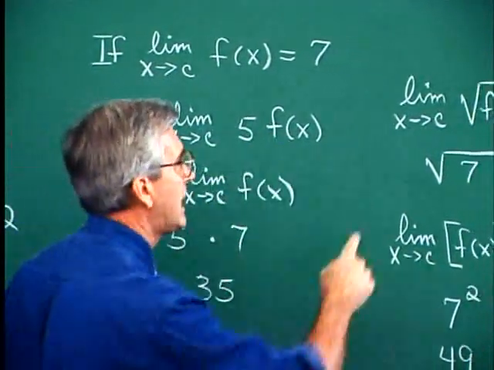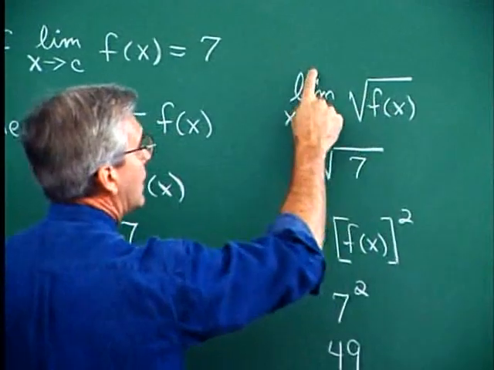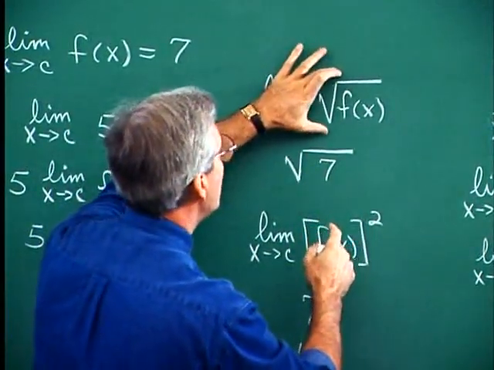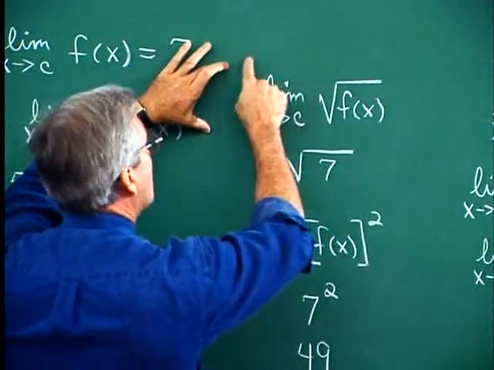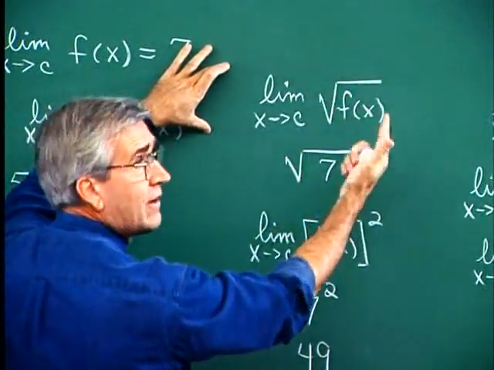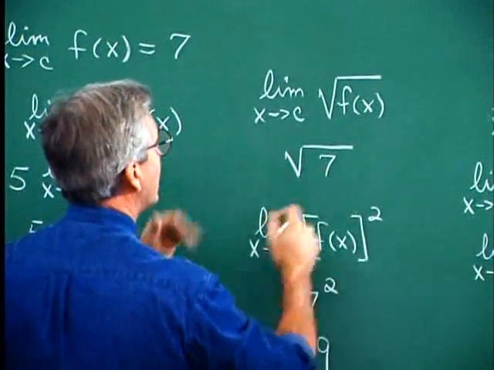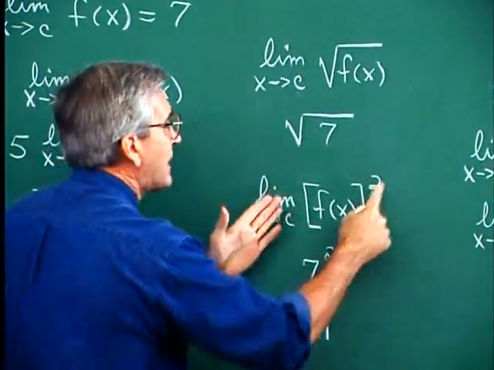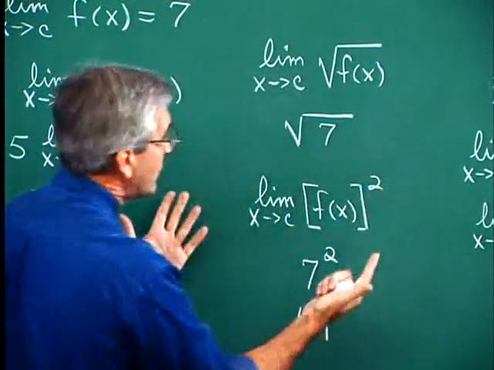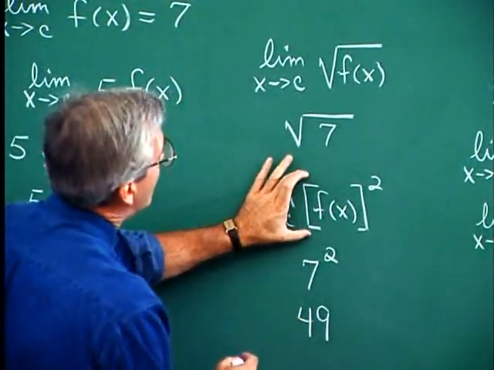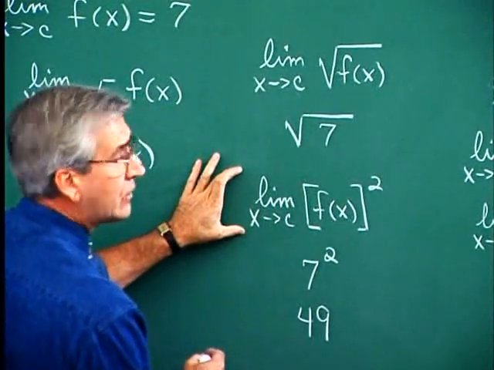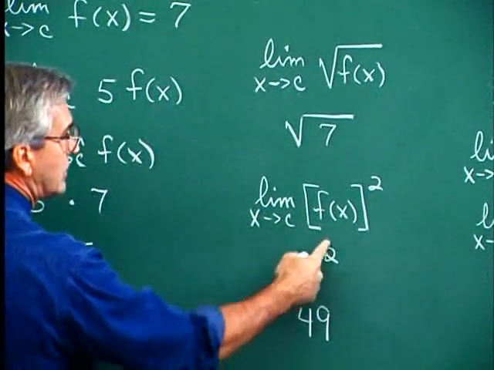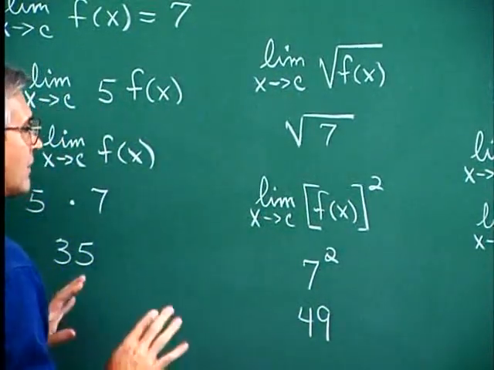But think about taking the square root of f of x. Well, the limit as x approaches c, you could think of the square root out here as the square root of the limit of f of x. That limit of f of x is 7, so we get the square root of 7. And here we have the limit as x approaches c of f of x squared. Well, think of this bracket as being out here, and all we would have is the limit of f of x, and all of that would be squared. So it's just 7 squared, or 49. Kind of an intuitive idea.